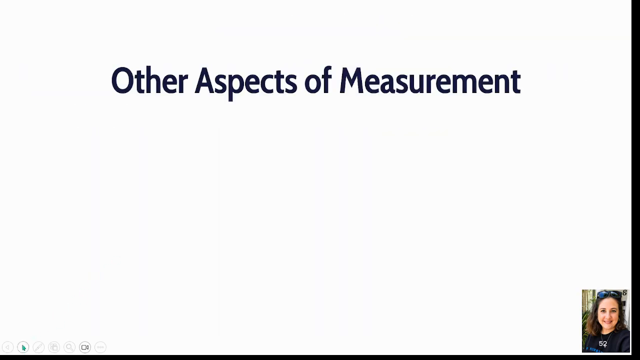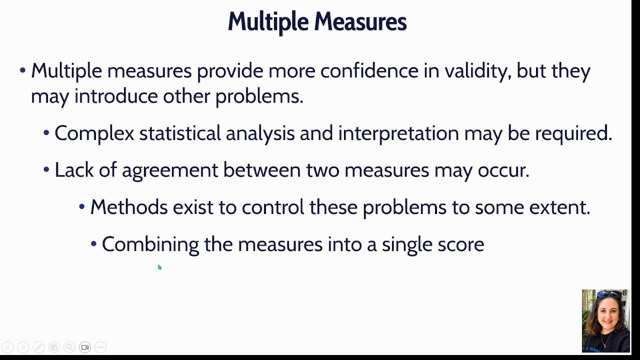Let's talk about a couple of other aspects of measurement. We need to always keep in mind multiple measures are important, because the more times I collect a measure, that gives me a lot more confidence in the validity. But at the same time, it also introduces problems. So if I measure a behavior multiple times, it might mean I need to use a more complicated statistical analysis in order to interpret whatever it is I'm trying to interpret. Anytime I start measuring something at more than one point, there's always the possibility that there's a lack of agreement between those two measures. That is your reliability, right?